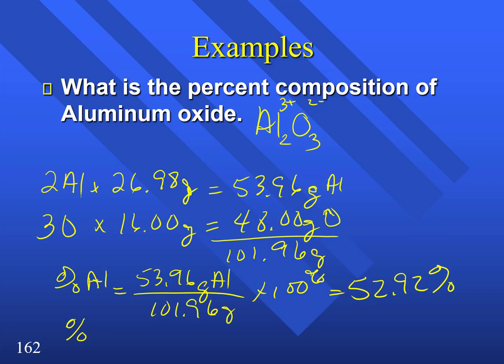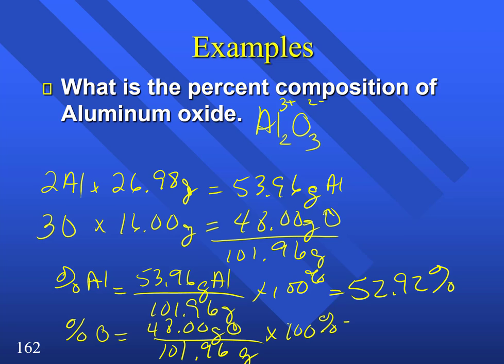And the percent that's oxygen is 48.00 grams of oxygen out of that 101.96 grams total times 100%. So 48 divided by 101.96 with 4 sig figs is 47.08%. So my answer is 52.92% aluminum, 47.08% oxygen.